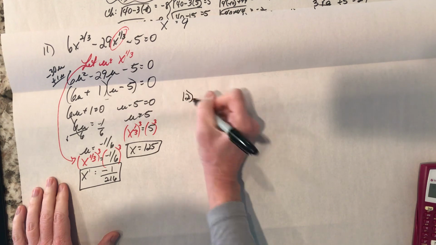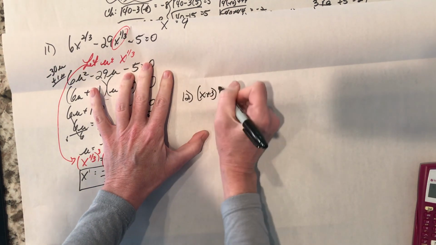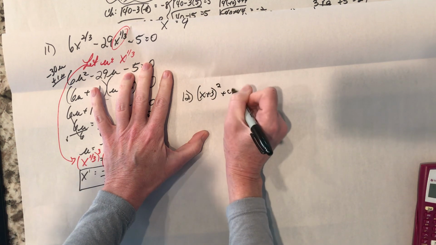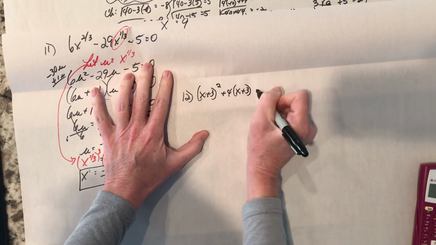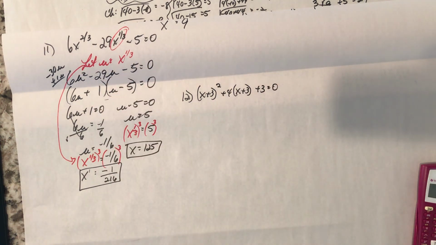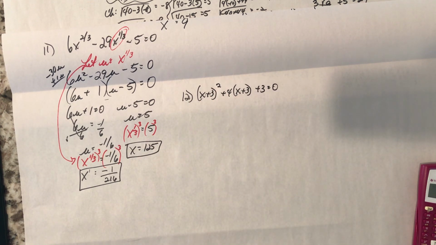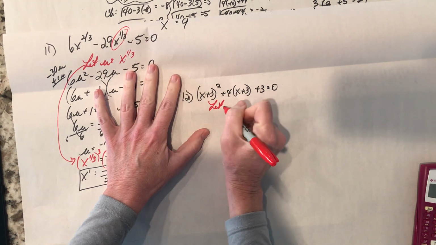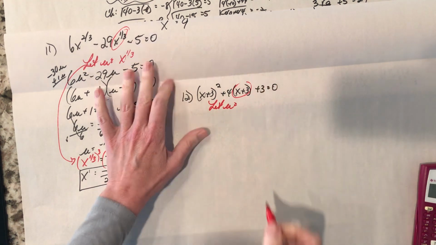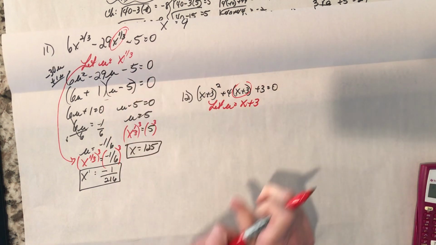Okay, let's look at number 12. We've got x plus 3 squared plus 4 times x plus 3 equals 0. Okay, again, this kind of looks like it's quadratic. We've got an x squared and an x and a number, but we need to make it more specifically look like a quadratic. So we're going to let our funny little friend mu equal whatever sits back behind the b. In this case, it's an x plus 3.